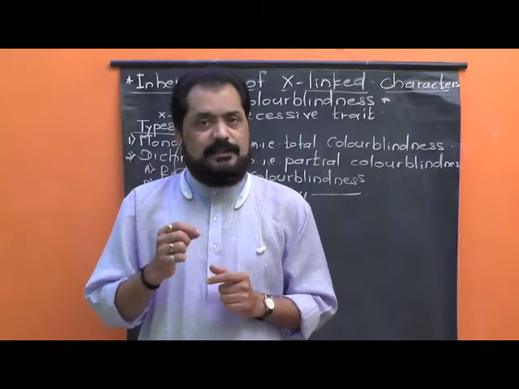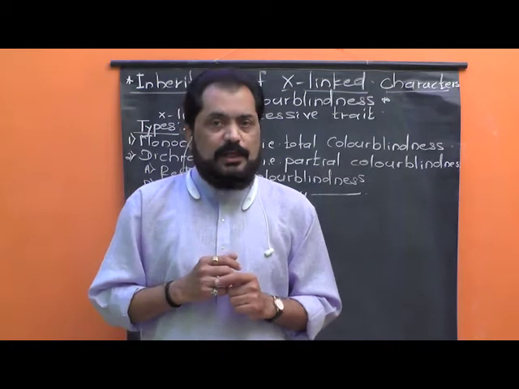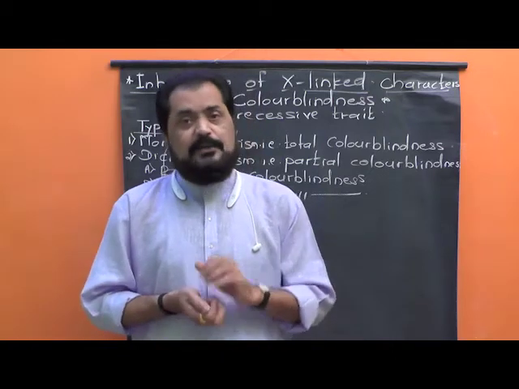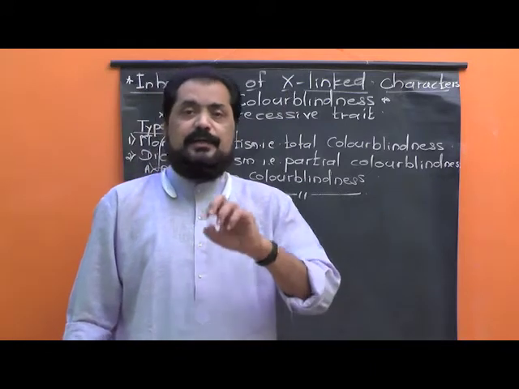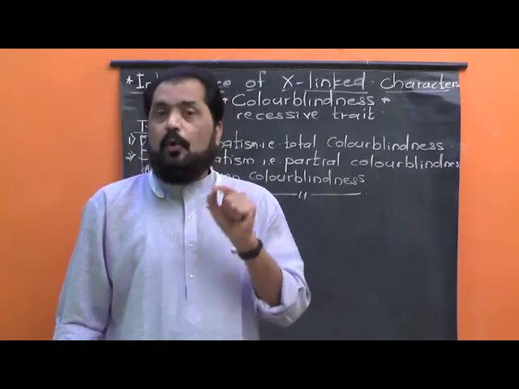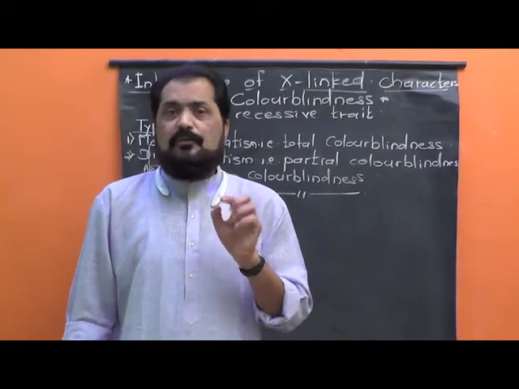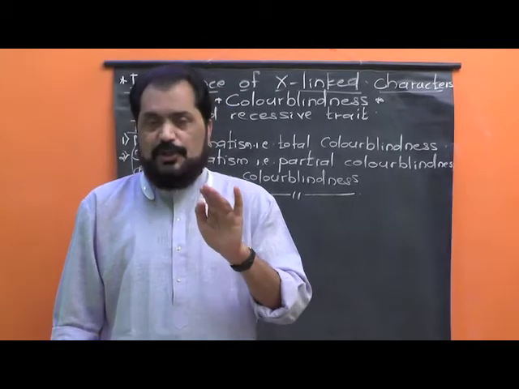The cone cells present on the retina of human beings contain one pigment known as iodopsin, and those cone cells are sensitive for different colors. It means cone cells are responsible for normal color vision.